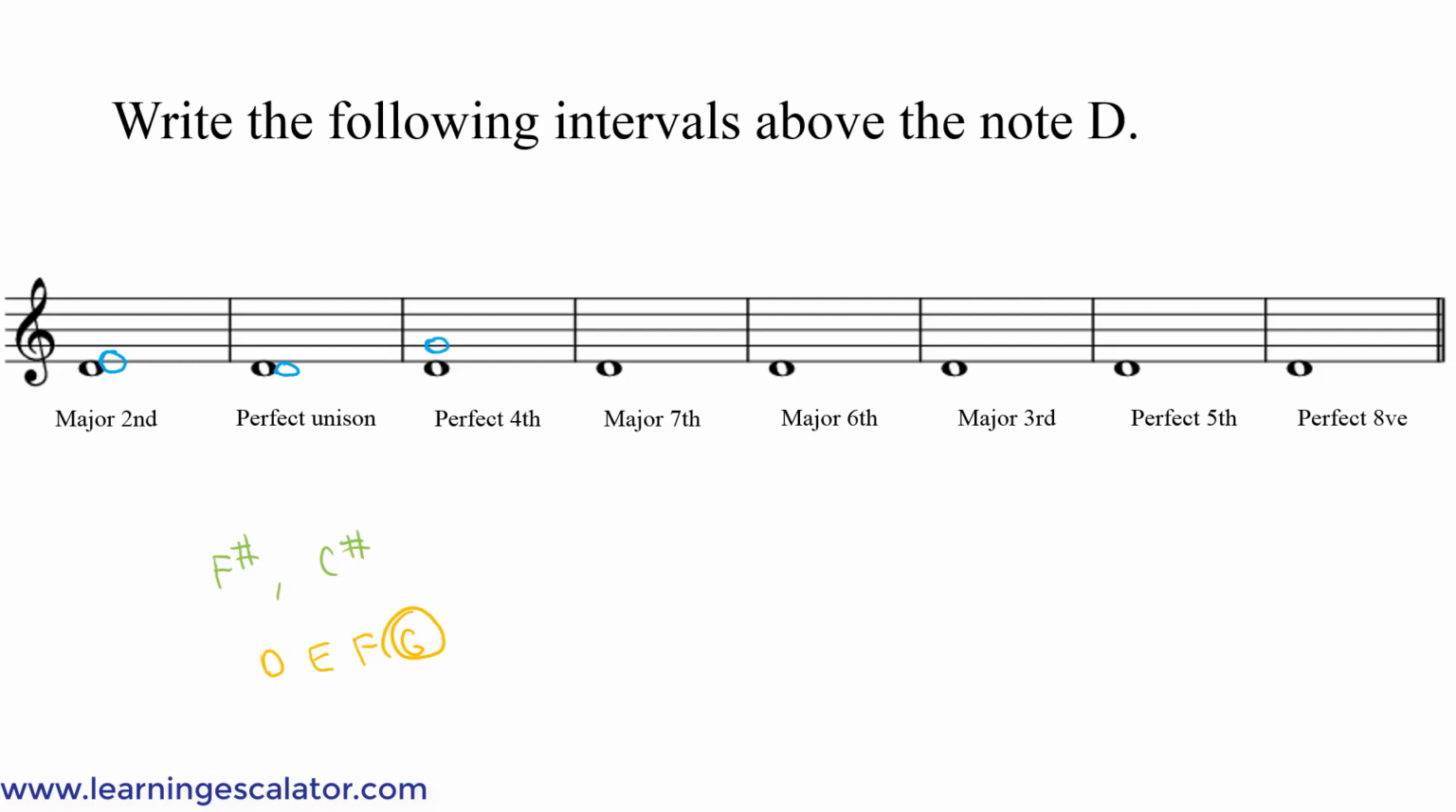And then a major seventh. So a major seventh is the seventh note of the D major scale, which is C, but the key signature has a C sharp, so it would be C sharp. A major sixth would be B. A major third is F, but F sharp is in the key signature, so it's F sharp. And a perfect fifth is A, and a perfect octave is the higher D.